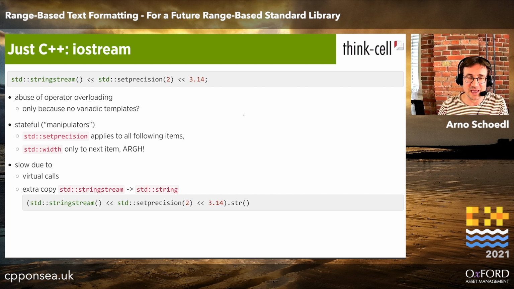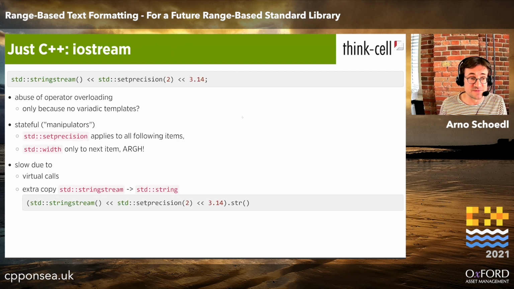So you really have to be careful that you're on the right state, that you're not setting the precision to something in one place of the program and then reset it to something else in a different place of the program. And back when many years ago, when we still used IO streams, that was a real problem. They're relatively slow because of virtual calls, and they always introduce an extra copy when you go from the string stream, when you generated your string into the string stream, and then you want to get the string out of it. So that's not particularly nice either.